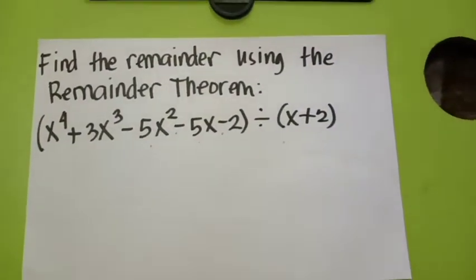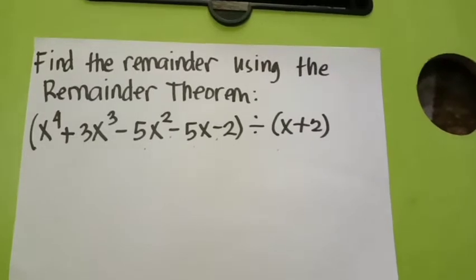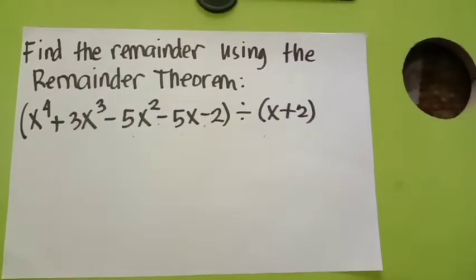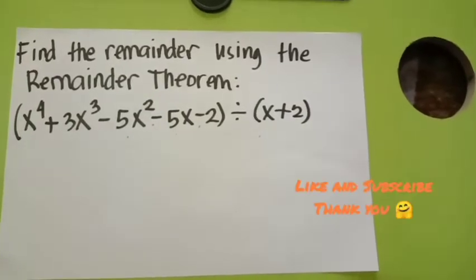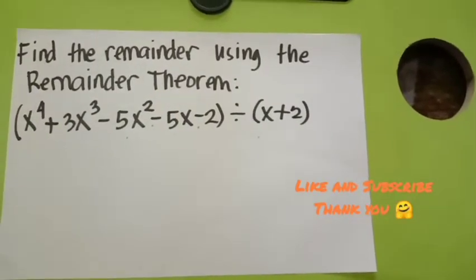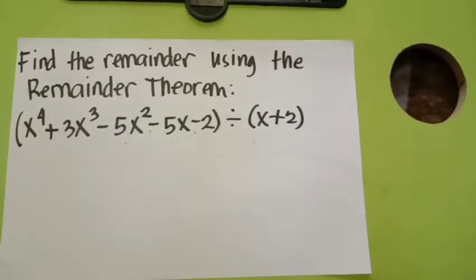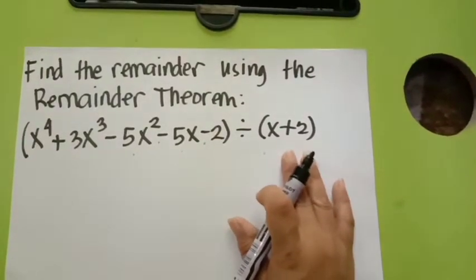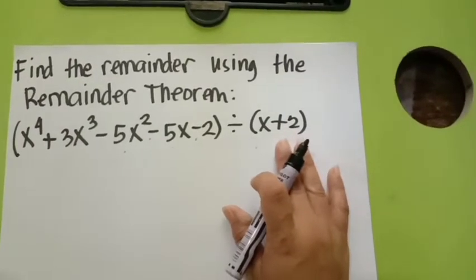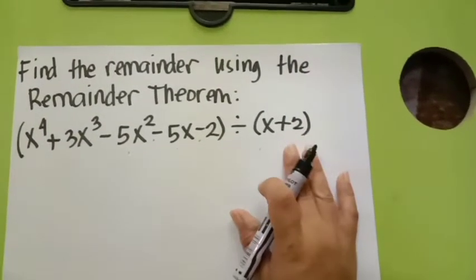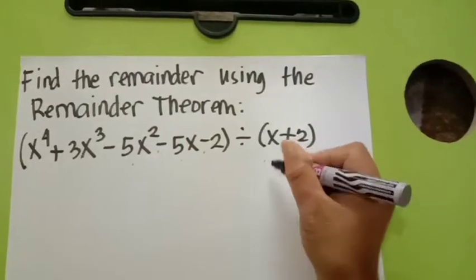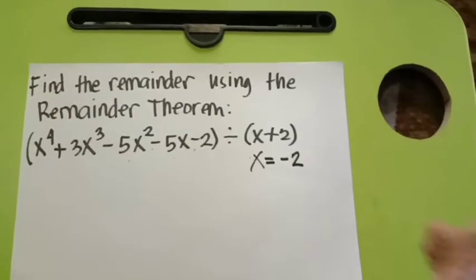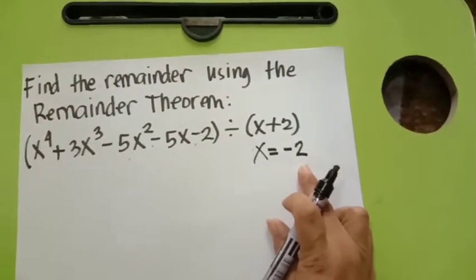Find the remainder using the remainder theorem. So, we have here x raised to the fourth power plus 3x cubed minus 5x squared minus 5x minus 2 divided by x plus 2. So first, let us determine the value of c. We have here x plus 2. Ito yung ating divisor. So dito manggagaling yung value ng c natin. So yung x plus 2 will be restated as x equals to negative 2. So yung value ng c natin will be negative 2.